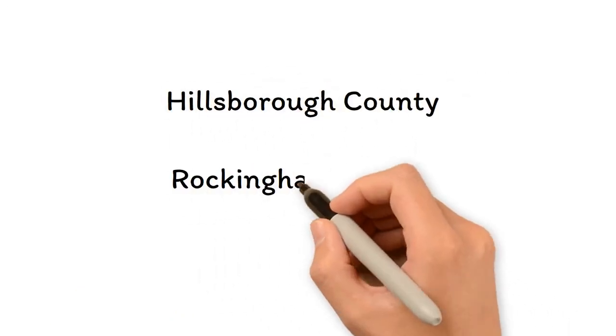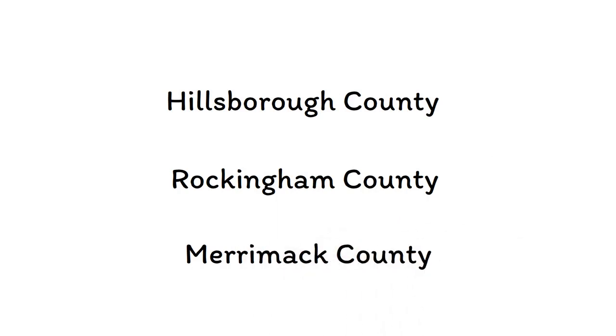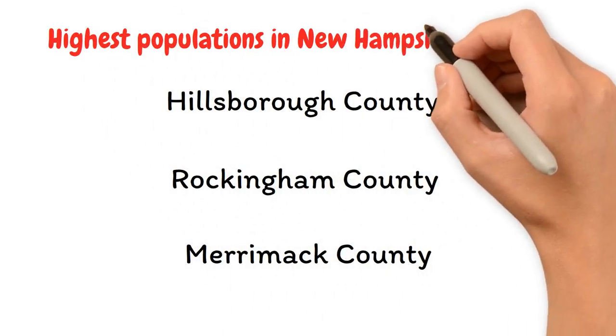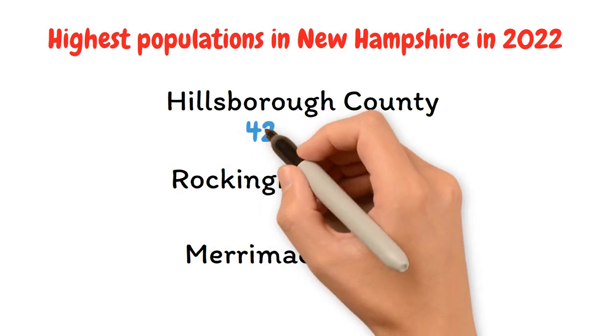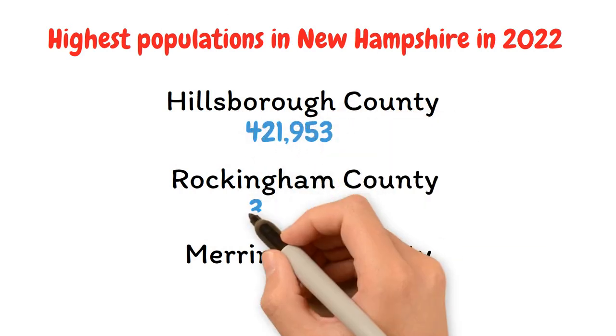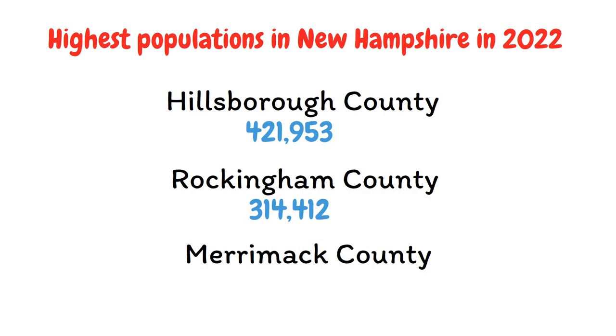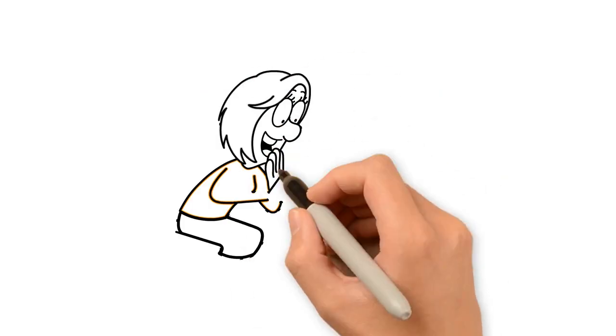Hillsborough County, Rockingham County, and Merrimack County had the highest populations in New Hampshire in 2022, with 421,953, 314,412, and 154,347 persons respectively. And that's all for this video, guys.